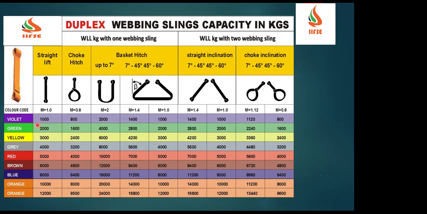Green will be 2 ton always. Red will be always 5 ton. Blue always will get 8 and 16. Orange will get 10 and 20 as well, and more than that. So these are the color codes they use to represent, for easy remembrance or identification of the capacity of the belt.